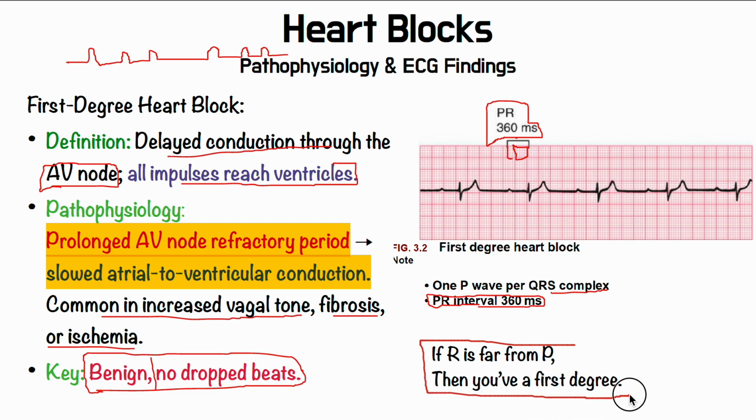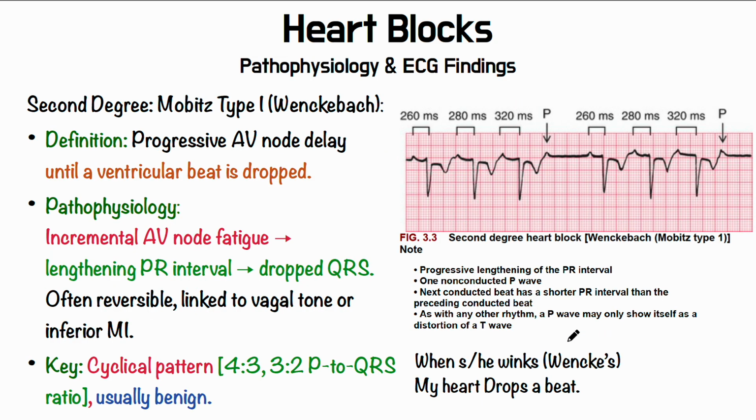So the mnemonic here is a poem. If R is far from P, then you have a first degree. That is how you remember. If R is far from P, then you have a first degree. That is a lot far, right? So there are also no dropped beats to remember. There are dropped beats in second degree. So that is how we remember here.